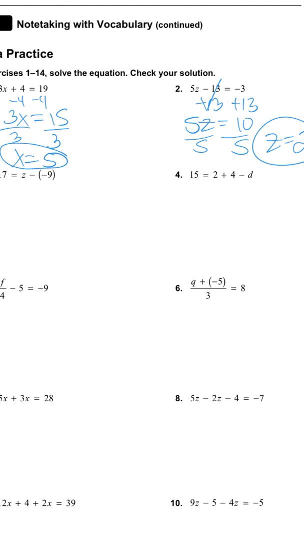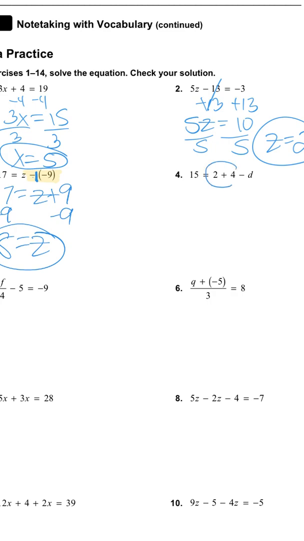Here, this negative 17 equals z minus a negative 9. Okay, that's like having a negative 1 in front, so we're going to distribute that. So 17 equals z plus 9. So to move it, we're going to subtract 9. And we're going to get 8 equals z.